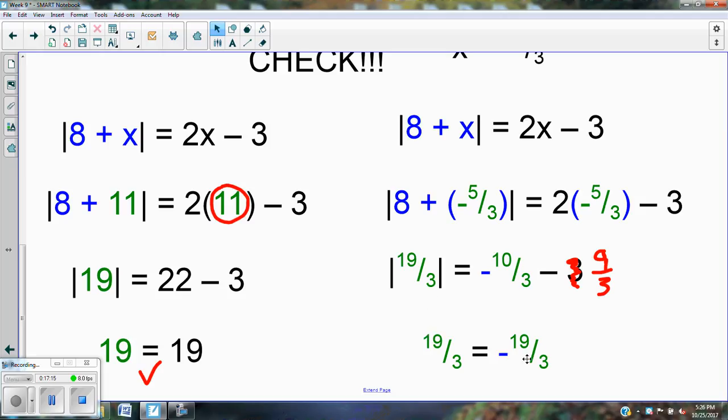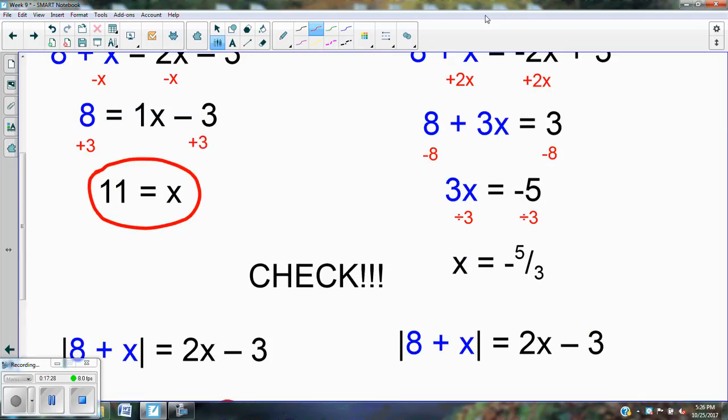Now notice, this one came out positive in the end because of the absolute value. This one ended up being negative. These are not actually equal to each other. Positive 19/3 does not equal negative 19/3, so this does not check out, meaning even though we solved everything correctly here, this is not an actual answer.